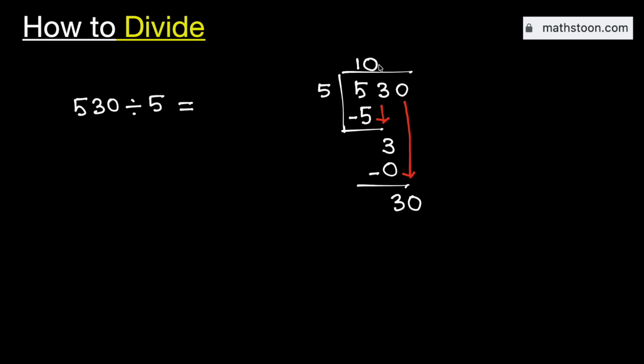And we know that 5 times 6 is 30. Subtract, we get 0. As we have got the number 0 and we have no number to bring down here, we will stop. Therefore, 530 divided by 5 is equal to 106. And this is our final answer.